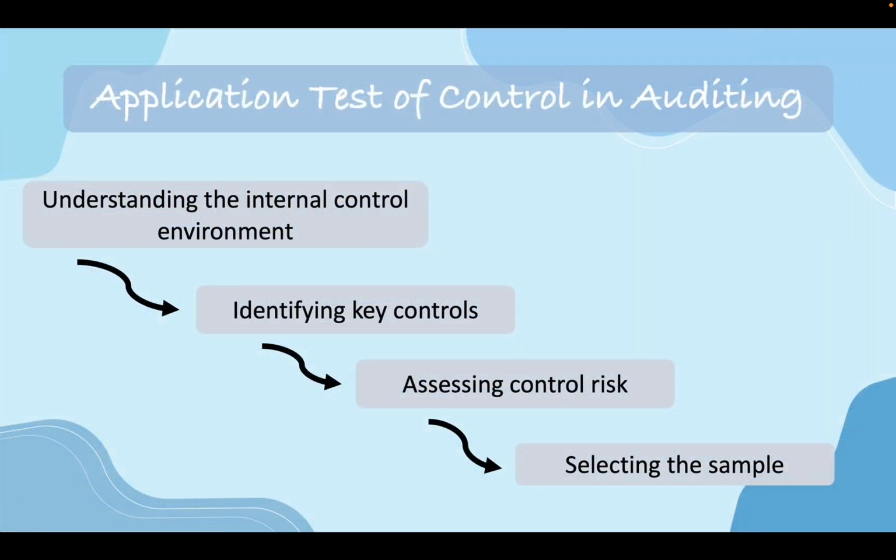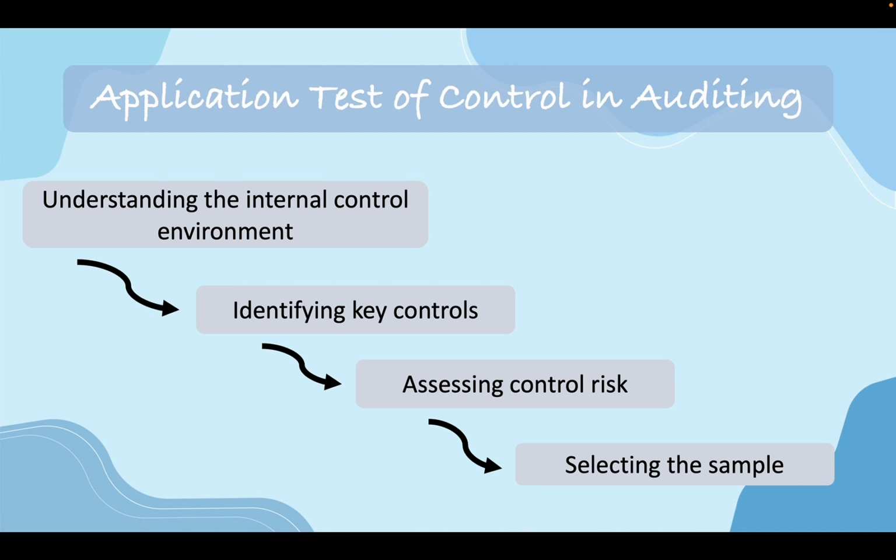Now we move to the application of tests of controls in auditing. The first step is understanding the internal control environment. Before applying tests of controls, the auditor needs to gain a deep understanding of the organization's internal control environment. This involves assessing the design of controls and understanding how they operate. The second step is identifying key controls. Auditors identify key controls relevant to the audit objective. These controls are typically those that are essential in preventing or detecting material misstatement in the financial statements.